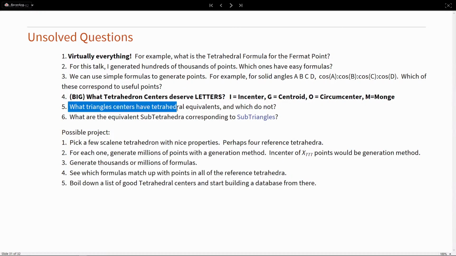What triangle centers have tetrahedral equivalents and which do not? That's a big unsolved question. What are the equivalents to the subtriangles in a tetrahedron? So let me show some of that here. Let's see if I can get that.